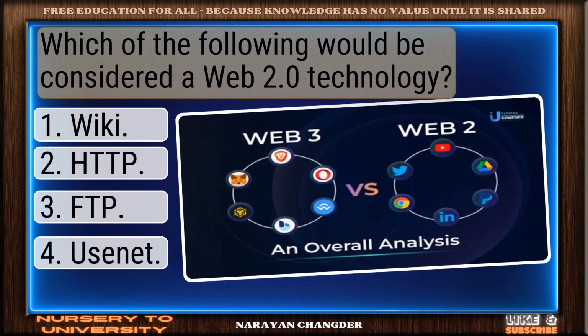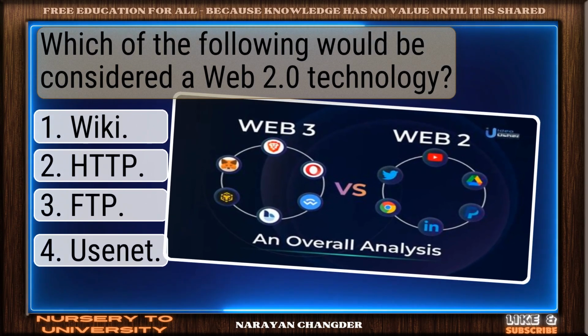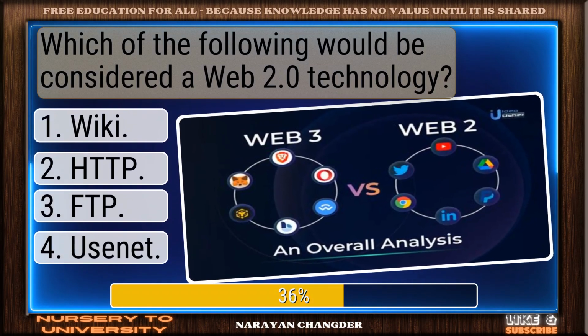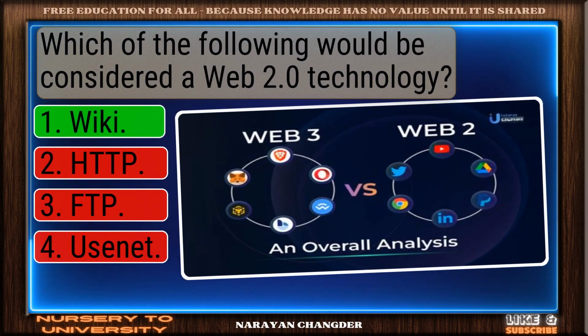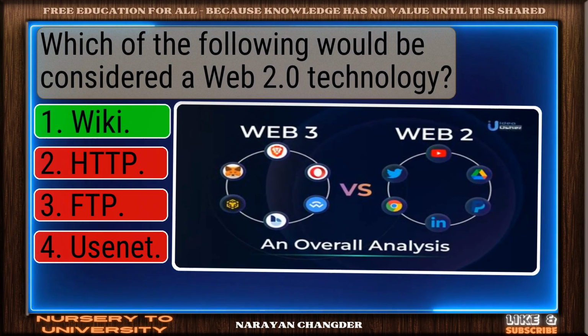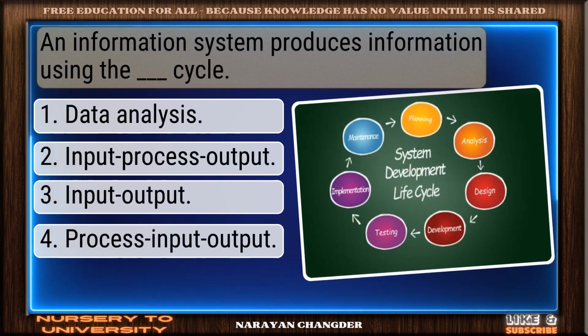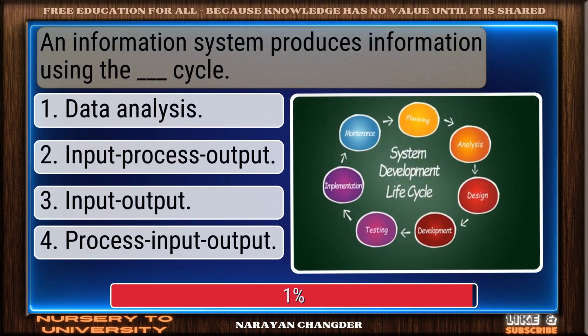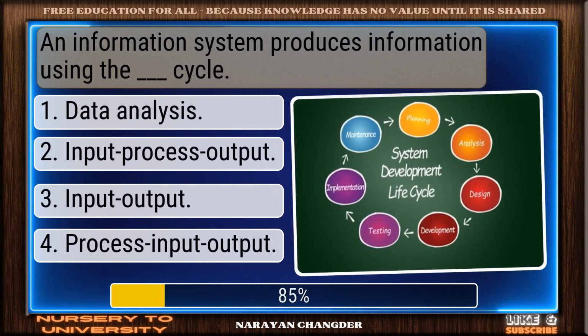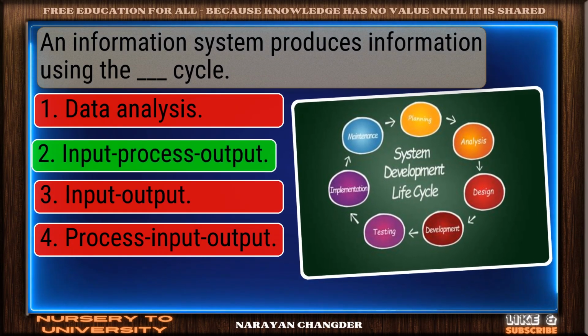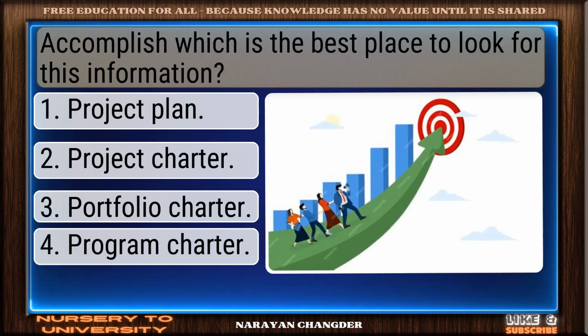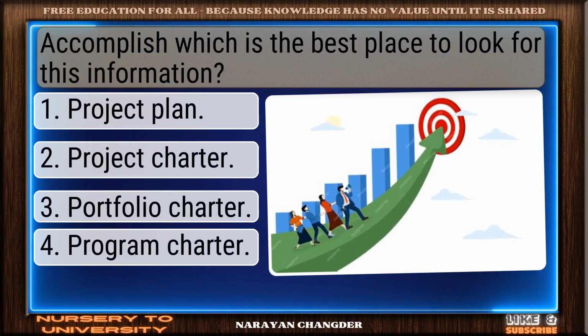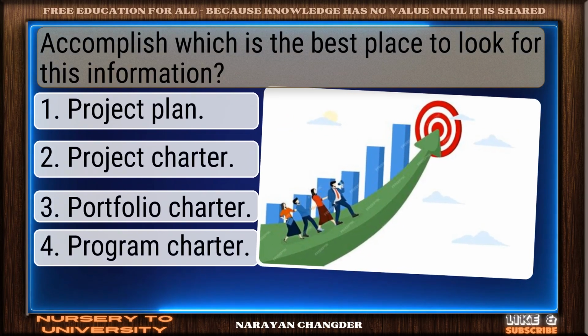Which of the following would be considered a Web 2.0 technology? Nice work. Wiki fits perfectly. An information system produces information using the dash cycle. Sharp thinking. Input process output is right. Which is the best place to look for this information?